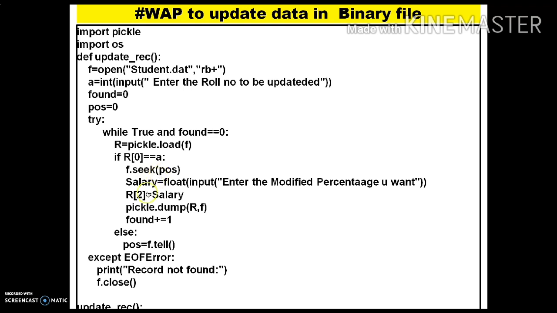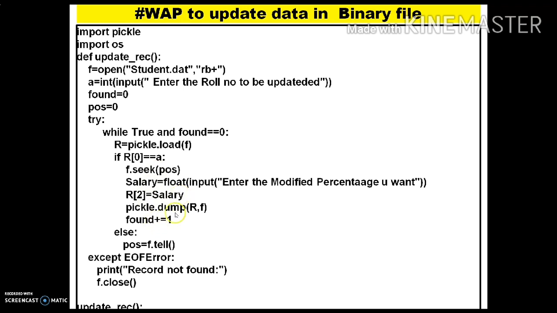Once the pointer is sent to the beginning of the file, suppose you want to modify the salaries. Which location do you want to modify? Suppose r holds all the records you are loading, then r[2] is equal to salary. Whenever I write the records, only name, employee number and salary, that is index 0, index 1 and index 2, so r[2] is equal to salary.